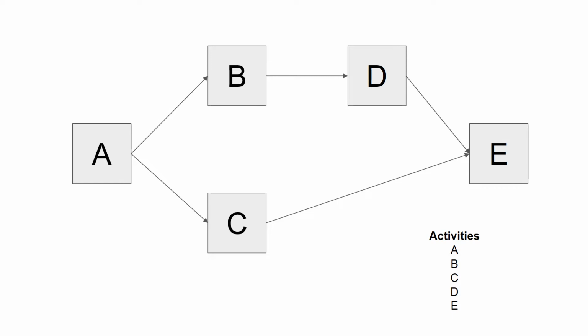In this example, activity A starts the project. Activity B and C follow but are independent of each other, meaning there's no connection between activity B and C. They do not even have to start at the same time. They are just 2 independent activities that cannot commence until activity A is complete.